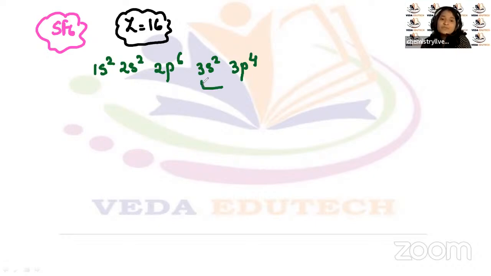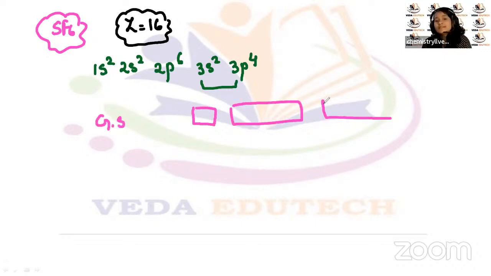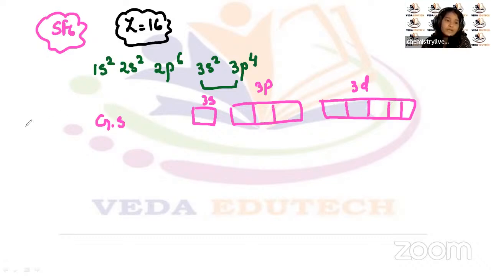And the last shell is this one. So we'll focus only on the last shell here. I'll write this in the ground state. This is P and this one is your D. This is 3D, this is 3P, and this is 3S. Now let us fill the electrons here. Initially we have 2 in S, and 1, 2, 3, 4 in P.